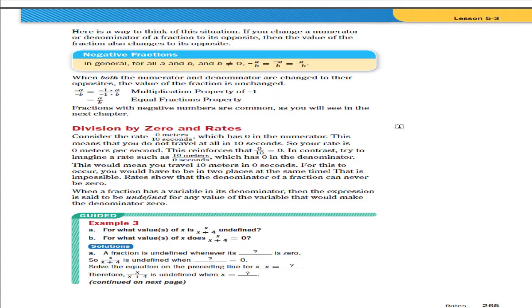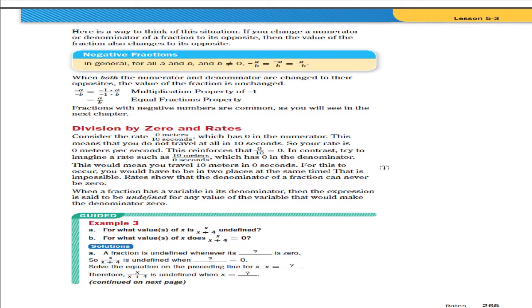We have a little bit on negative fractions. We've been through this, so you've seen this before, that it doesn't matter how we write it. As long as b doesn't equal 0, then we can see that any one of these is the same thing. We also have that a negative over a negative is a positive.